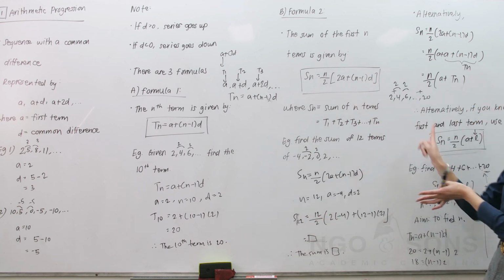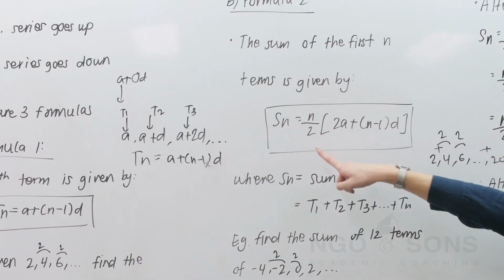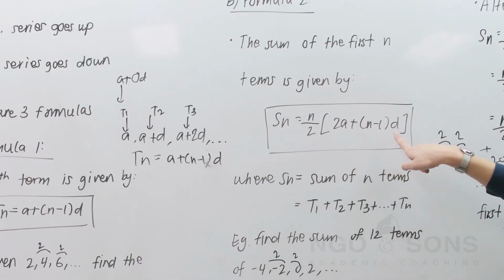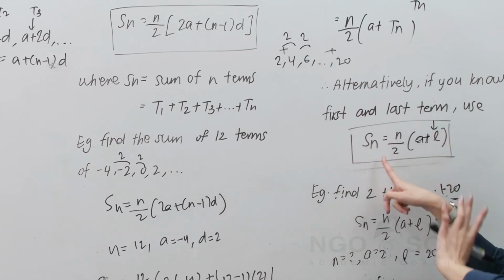In this case, there were two sum formulas. So Sn equals n over 2 bracket 2a plus (n minus 1)d, or Sn equals n over 2 bracket a plus l.